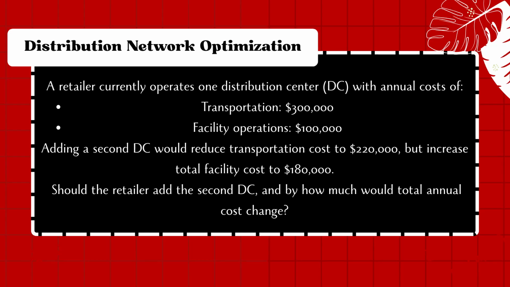Problem 10. Distribution network optimization. A retailer currently operates one distribution center that costs $300,000 per year for transportation and $100,000 per year for facility operations. Management is considering opening a second distribution center. If they do, transportation costs would fall to $220,000 per year, but total facility costs would rise to $180,000 per year. Should the retailer go ahead with the expansion, and how would the total annual cost change as a result?